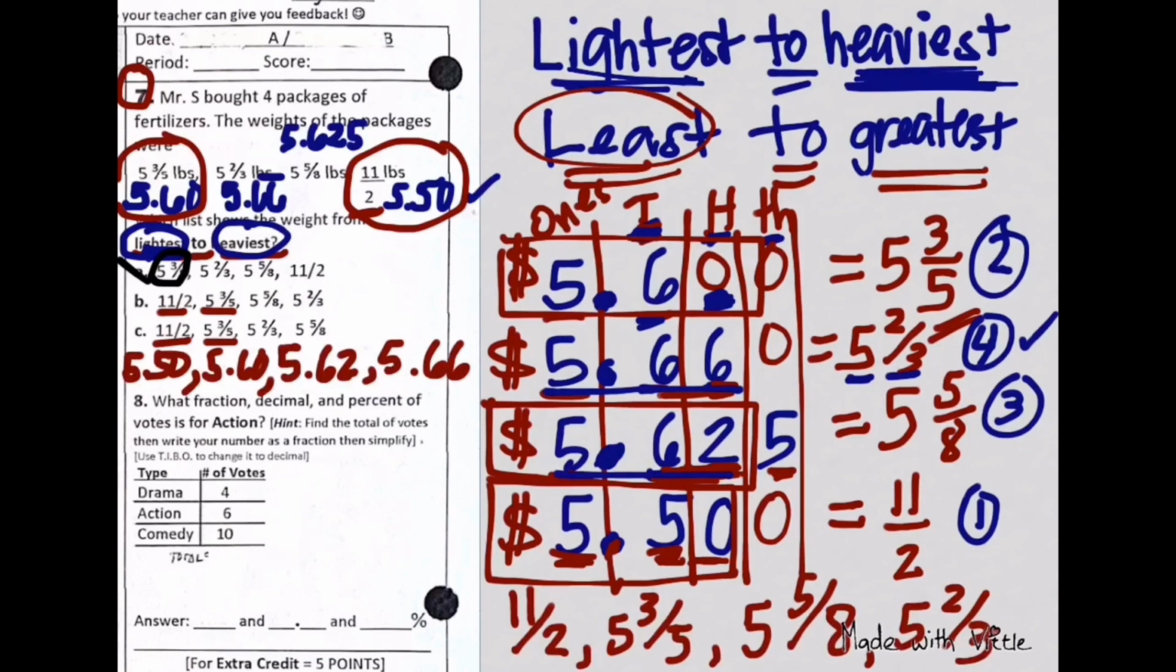Therefore, if you have to list down your decimal numbers or the fraction numbers, it should be $5.50 first because that's the least. Then higher than $5.50 is your $5.60. Then higher than that is $5.62. And the highest is the $5.66. And you know that is the same thing as this arrangement down here, from least to greatest. So which one is our answer? You go ahead and decide.